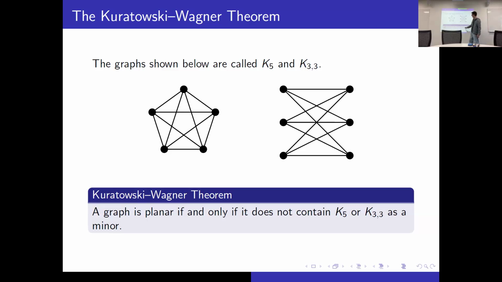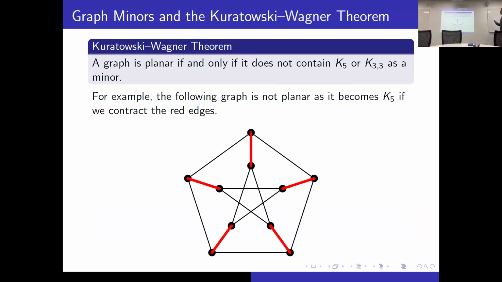It means that, okay, this graph is K5, this graph is K33. If we have a graph which is planar, then it is if and only if it has no K5 as a minor and no K33 as a minor. And here is an example.